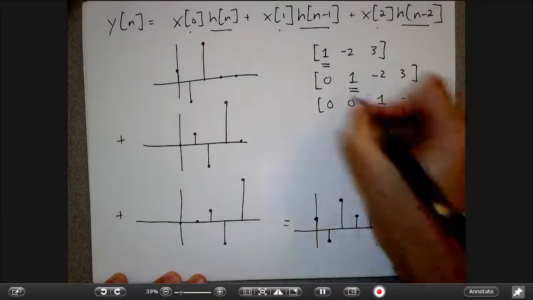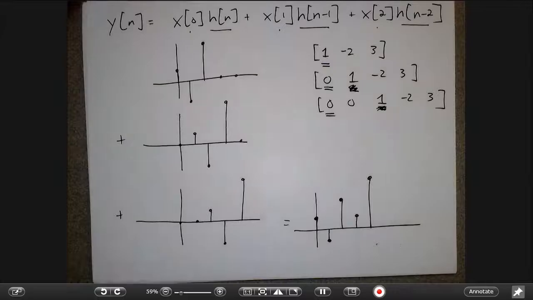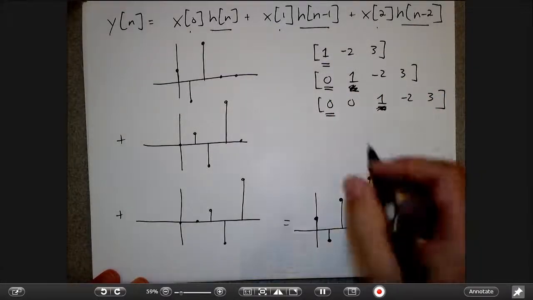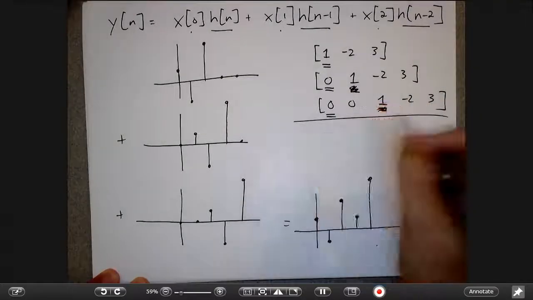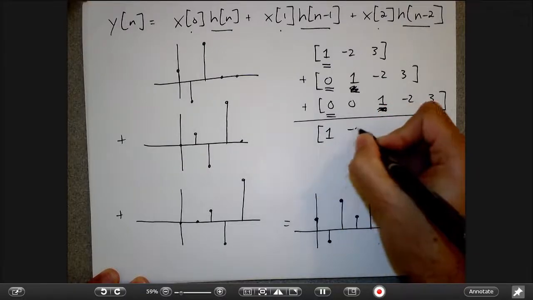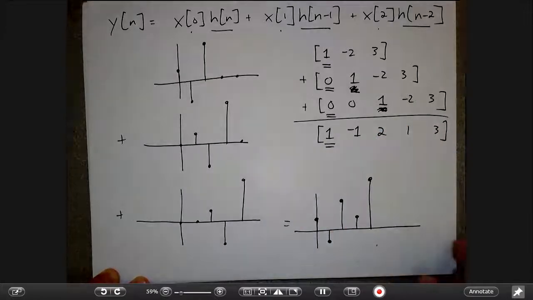Oh, sorry. You're right. I screwed this up. Like this, right? Yes. Good point. So here I need to make sure I keep track of where the 0 element is. And so then if I add these things up, keeping the 0 element in one place, what I get is the right thing again. 1, minus 1, 2, 1, 3, with a 0 element here.